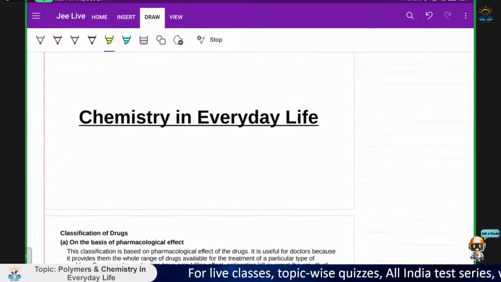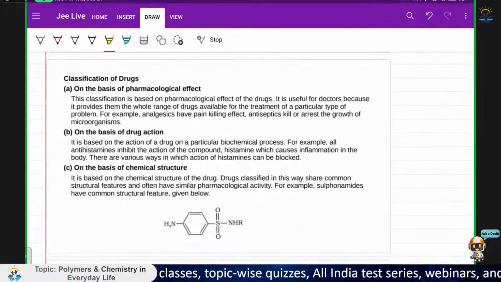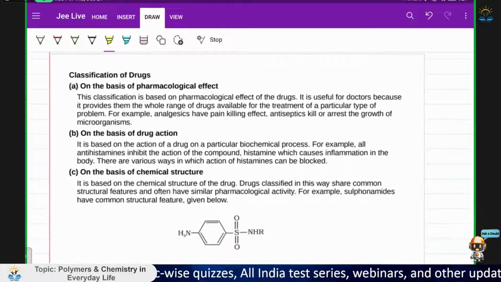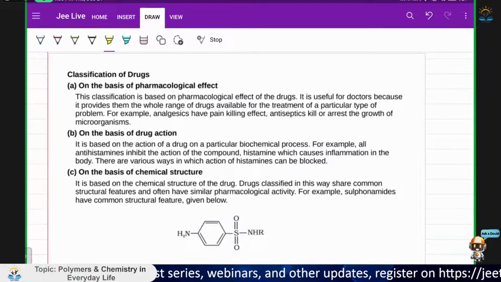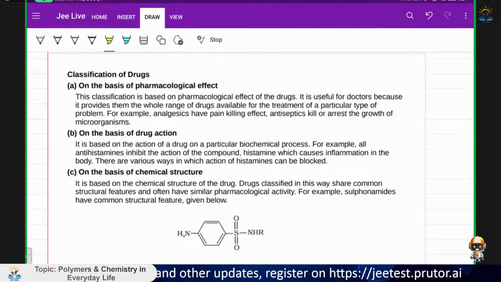Now we'll get to the next chapter, chemistry in everyday life. Here we'll first learn the classification of drugs. First, on the basis of pharmacological effect. This classification is based on the pharmacological effect of the drugs. It is useful for doctors because it provides the whole range of drugs available for the treatment of a particular type of problem.